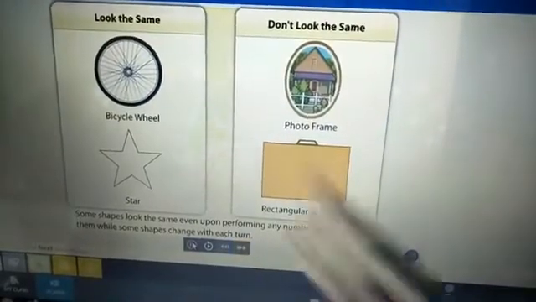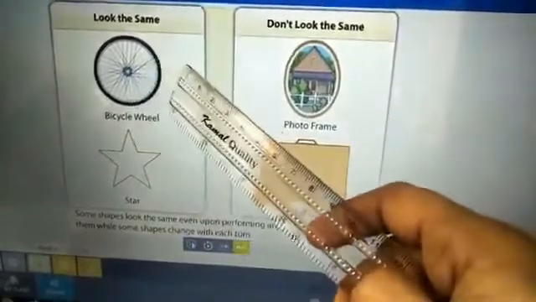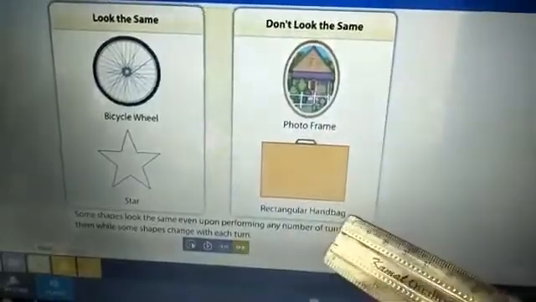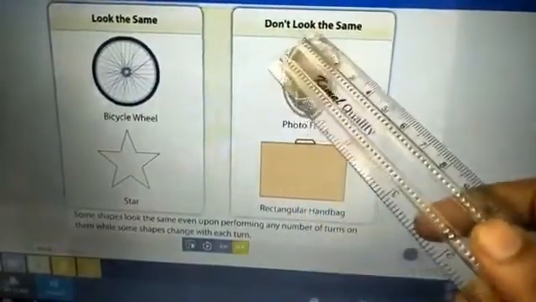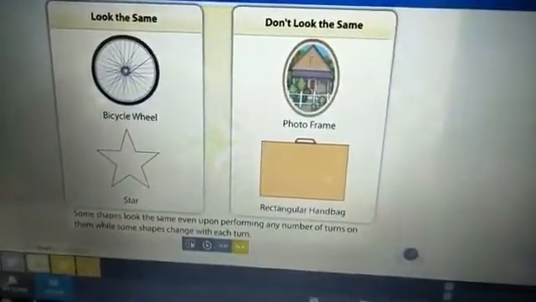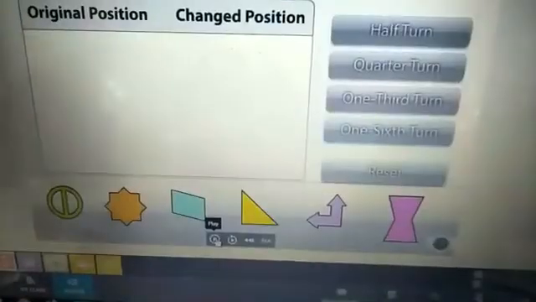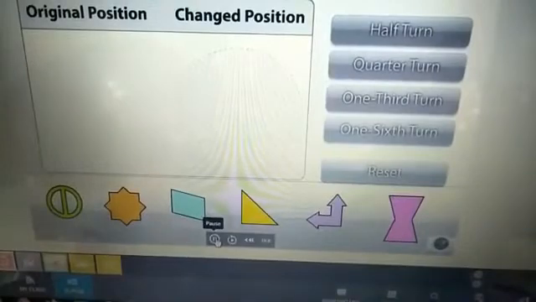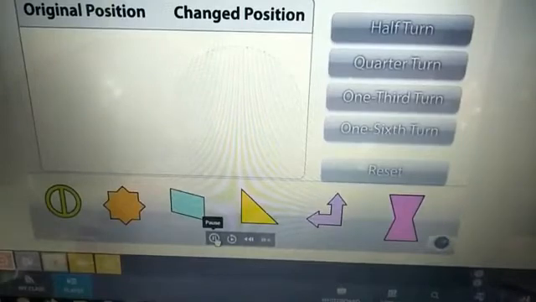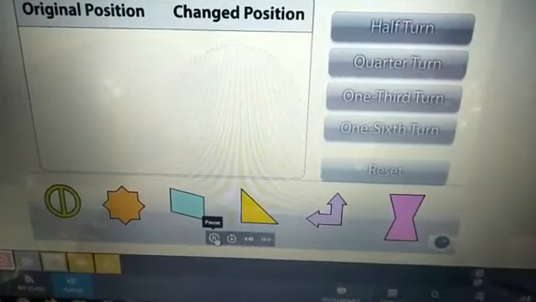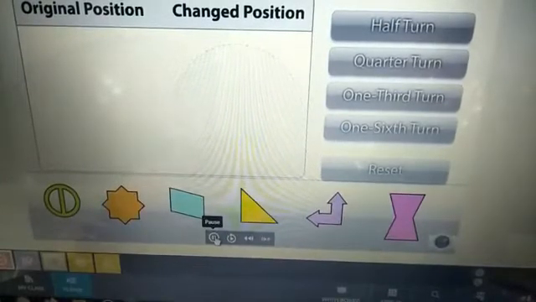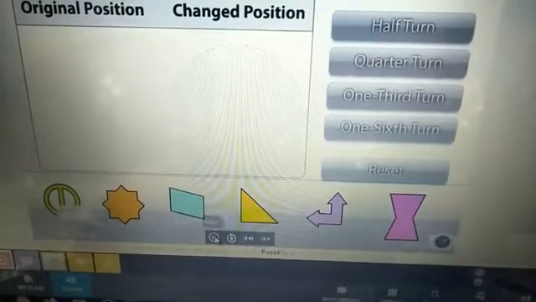So children, these two shapes don't change anything after so many rotations, but this comb and the rectangular handbag don't look the same after the half rotation and quarter rotation. Can you understand? Let us observe how they appear after half turn, quarter turn, 1/3 turn and a 1/6 turn. Select a shape and click each button to turn the shape accordingly.